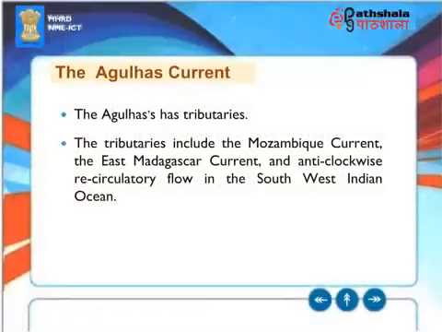The Agulhas has tributaries. The tributaries include the Mozambique Current, the East Madagascar Current, and anti-clockwise recirculatory flow in the southwest Indian Ocean.